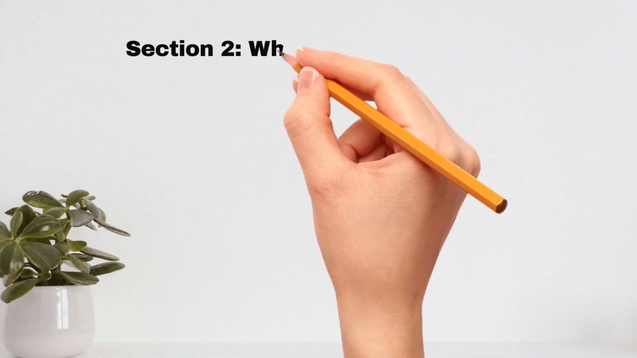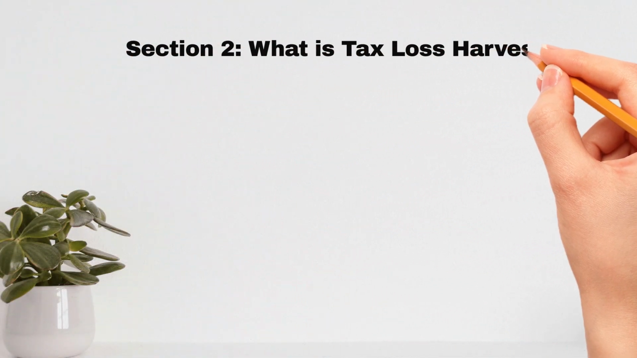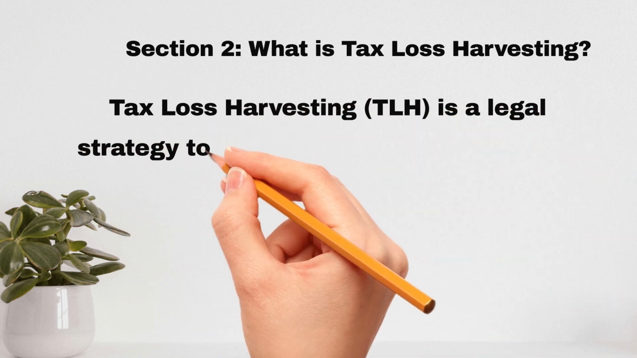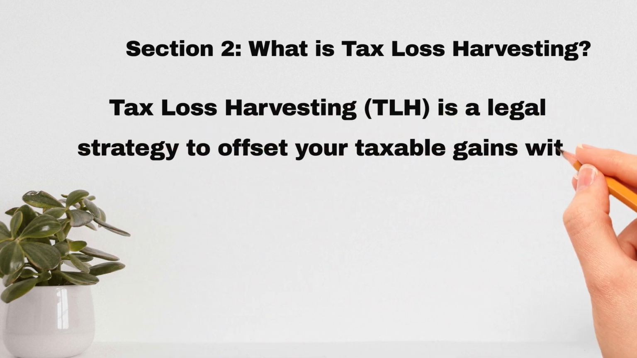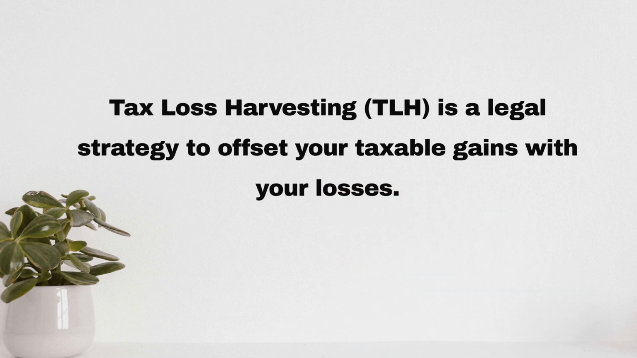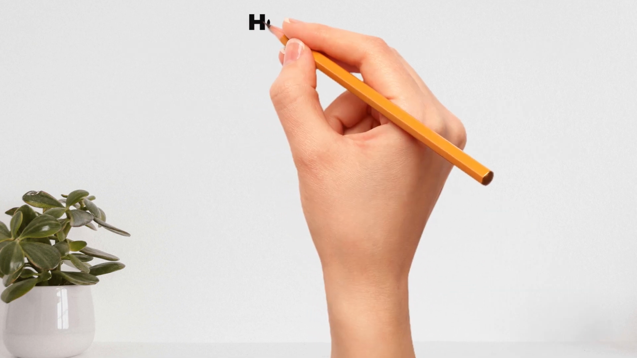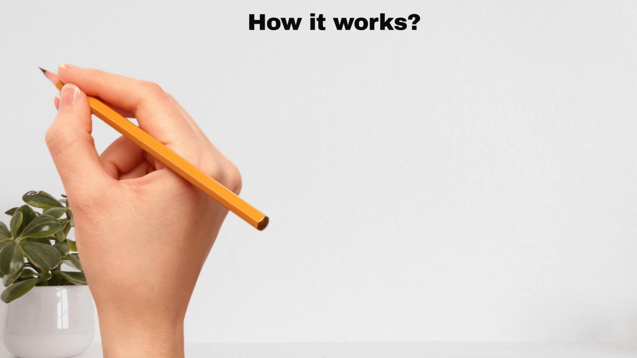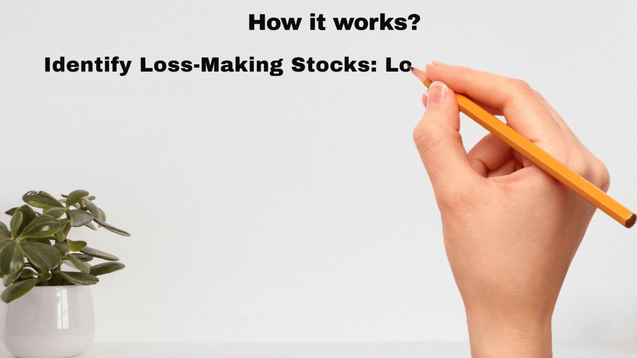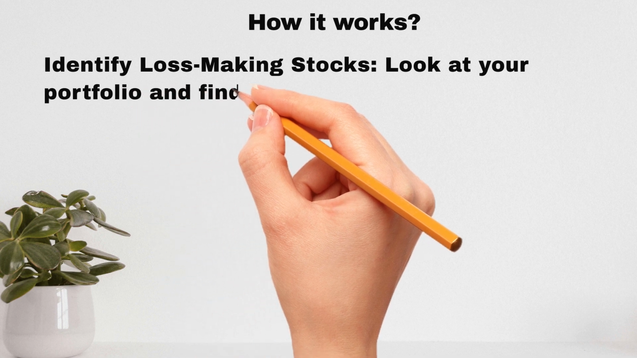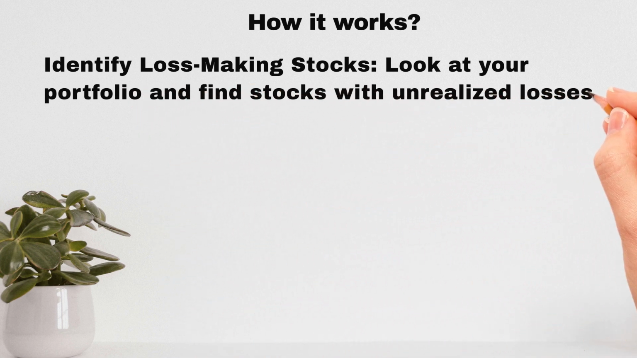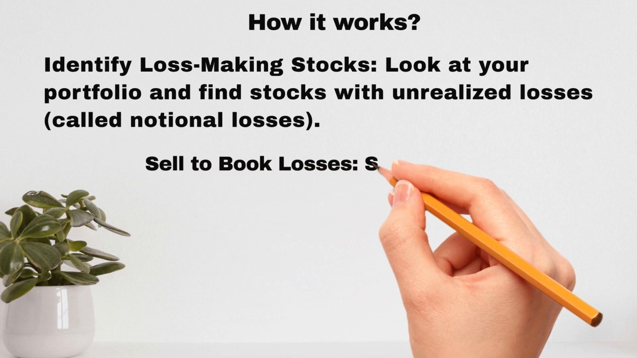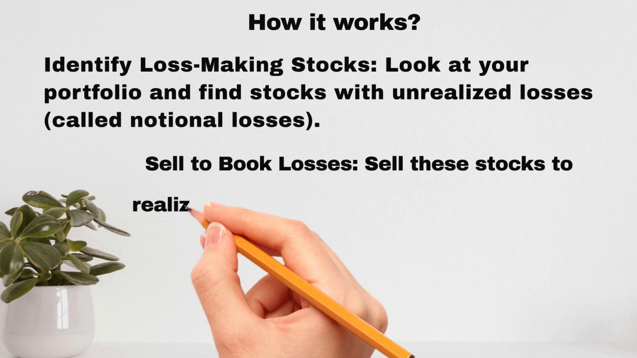Section 2. What is tax loss harvesting? Tax loss harvesting, TLH, is a legal strategy to offset your taxable gains with your losses. Identify loss-making stocks. Look at your portfolio and find stocks with unrealized losses, called notional losses. Sell to book losses. Sell these stocks to realize the losses.